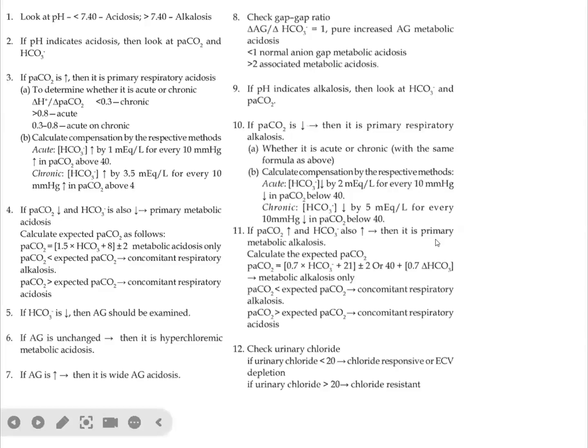For respiratory alkalosis, as I told, if you want to see whether it is acute or chronic, you can use the same formula and compensation as it is. Now coming to your metabolic components. Suppose the primary component is metabolic acidosis, then you use Winter's formula for the compensation. That is 1.5 into bicarb plus 8 plus or minus 2.